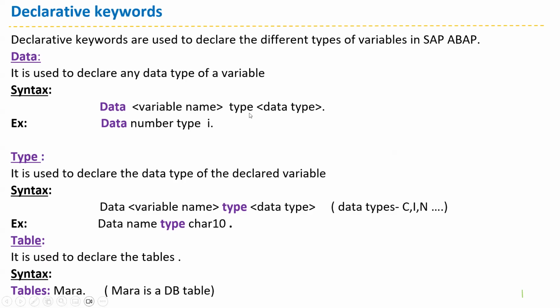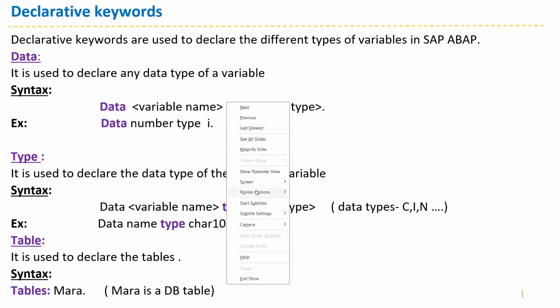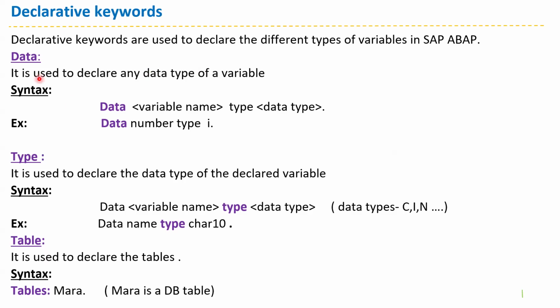Next, here you can see type is there, right? Let me take the pointer. In this first example, you can see this type. Type is also a declarative keyword, which is used to declare the type of the declared variable. So this is the variable, but how is the variable defined as a different data type? Like, suppose data number type I. Number is a variable name. Data is a declarative keyword. And type is used to represent which type of data you are declaring for this variable.